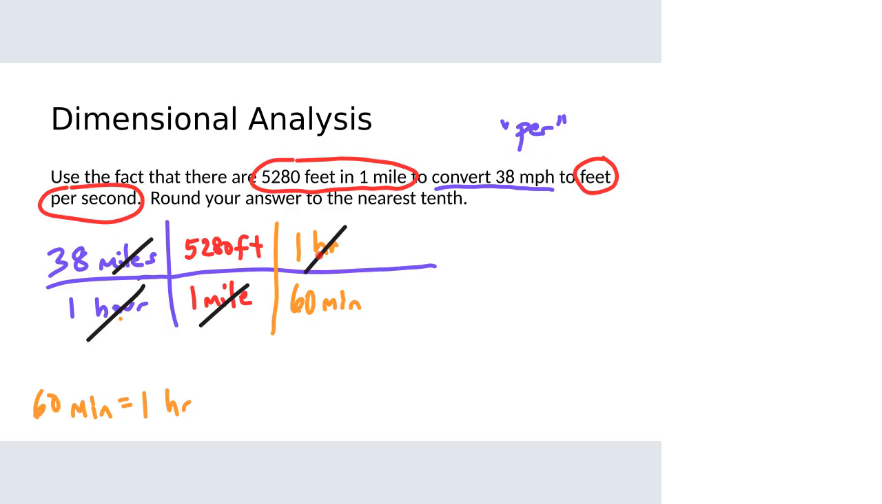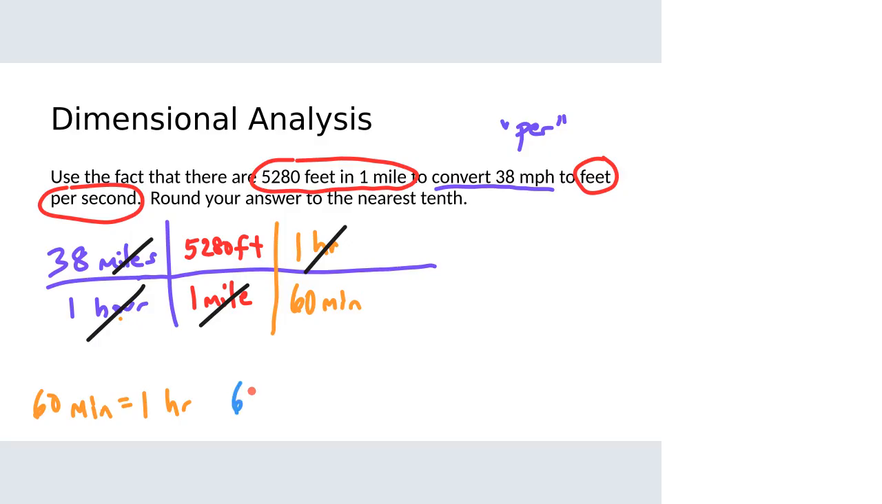That gets these hours to cancel. If I were to quit right now, the units that I have are feet per minute. Well, it's still not feet per second, but I'm closer. I'm getting there. I started out at miles per hour. Now I'm at feet per minute. Okay, so I need to turn those minutes into seconds. One more step ought to do it.